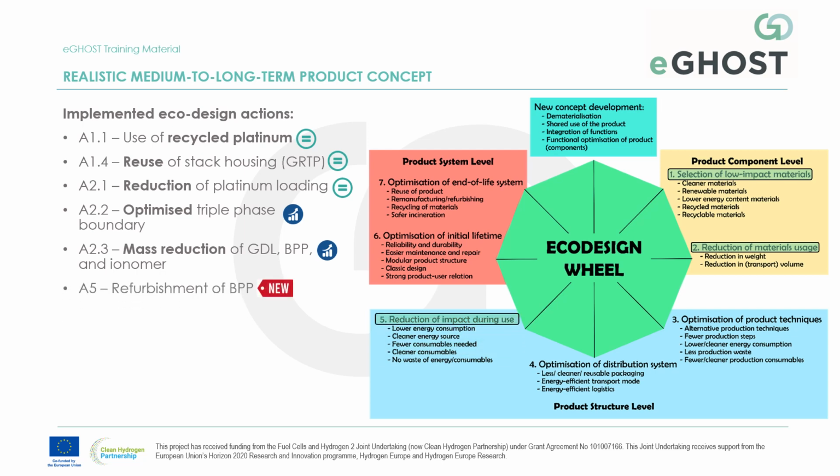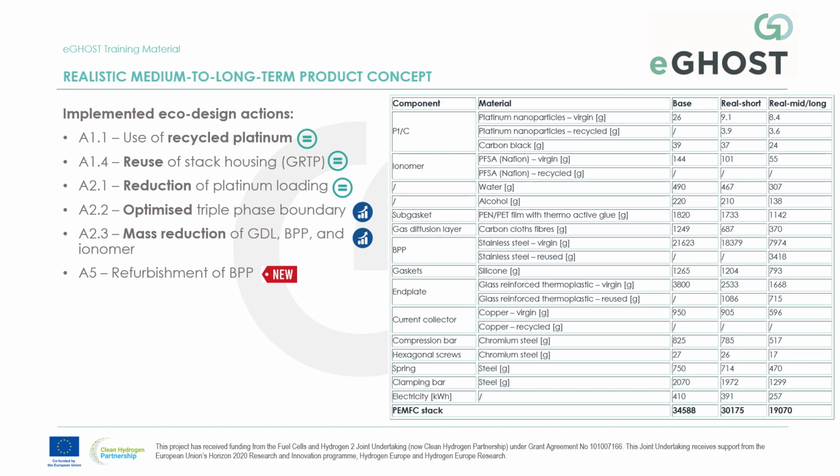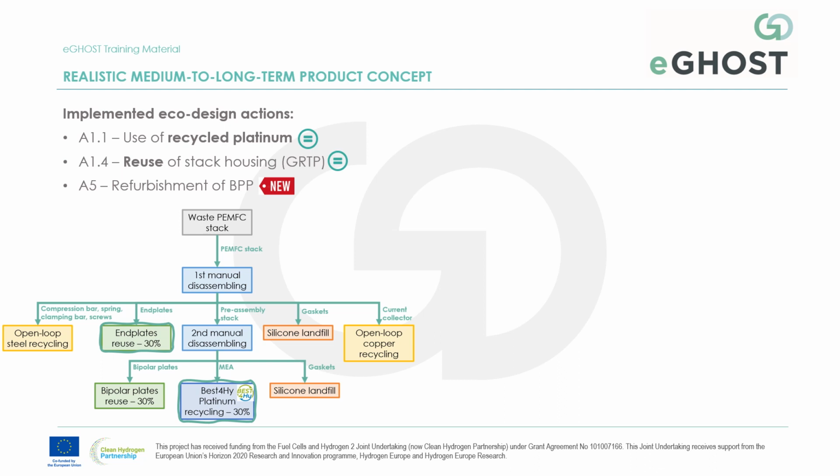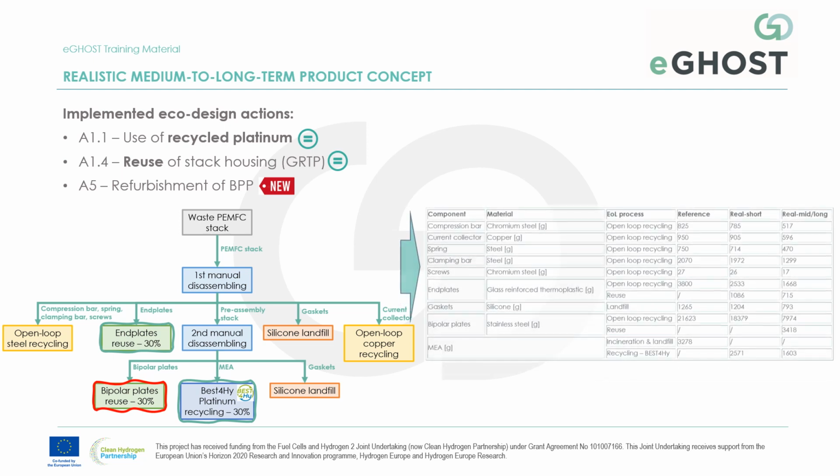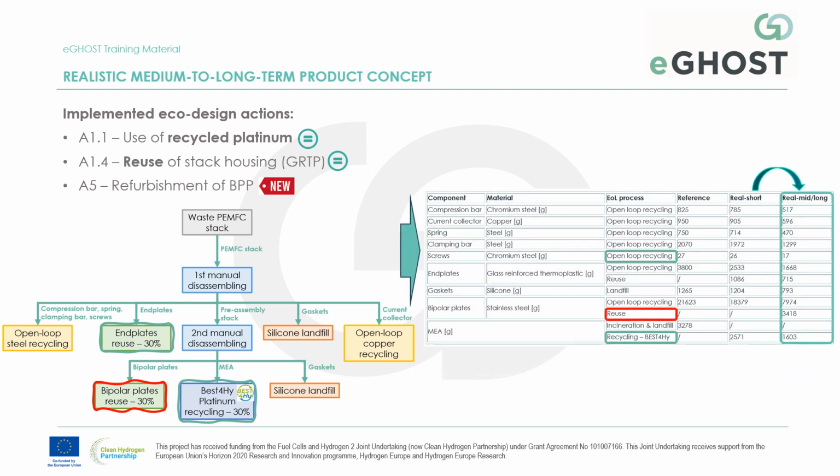A new action is that we refurbished the bipolar plates, so we basically reuse them with a few smaller conditioning steps. A certain percentage of bipolar plates can be reused again. So again, we have the new inventory based on those actions, and again, we have the end-of-life inventories, which are again improved a bit, and with bipolar plates, we have some reuse of them, so not all of them go to the open loop recycling.